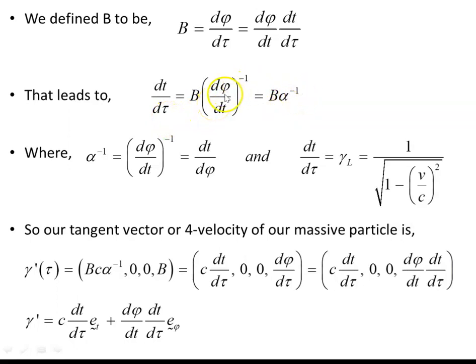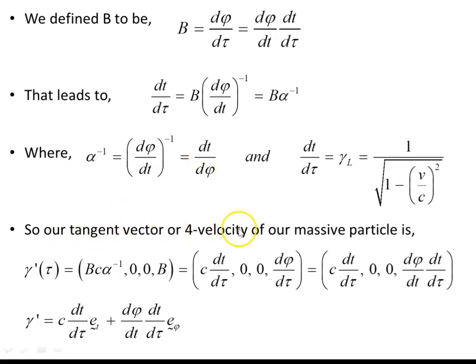But alpha inverse is just the reciprocal of the coordinate angular velocity. So alpha inverse is this object here. dt d tau is the Lorentz gamma factor, one on this object here, with the usual speed v, the relative speed of one frame with respect to the other.